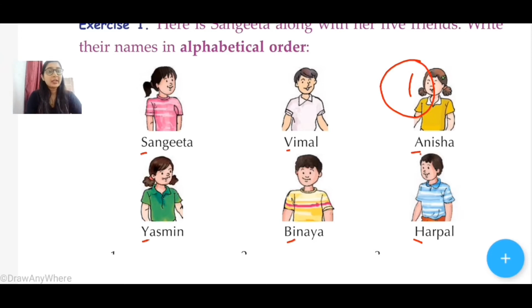After A comes B. We have a name with B, that is Binaya. So Binaya will be 2. C. We don't have any name with C. So we'll move ahead. D. No. E. No. F. No. G. No again. H. We have a name with H. So Harpal will be 3.